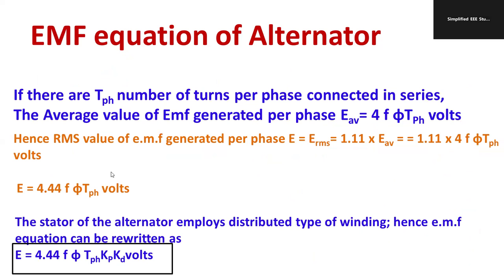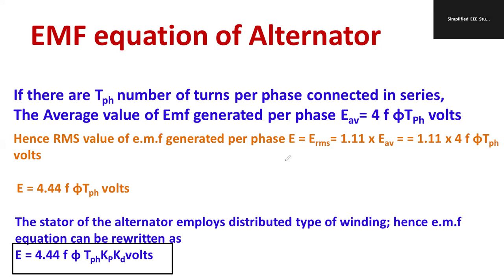So now, if there are T phase number of turns per phase connected in series, then the average value of EMF generated is nothing but 4F into 5 into T phase. You have to write in terms of T phase. Correct?